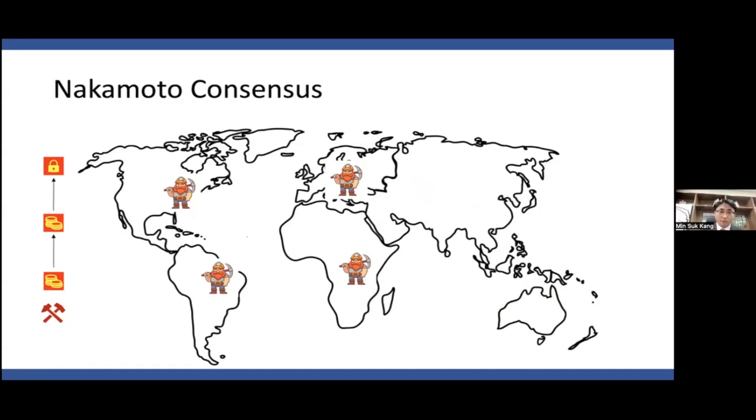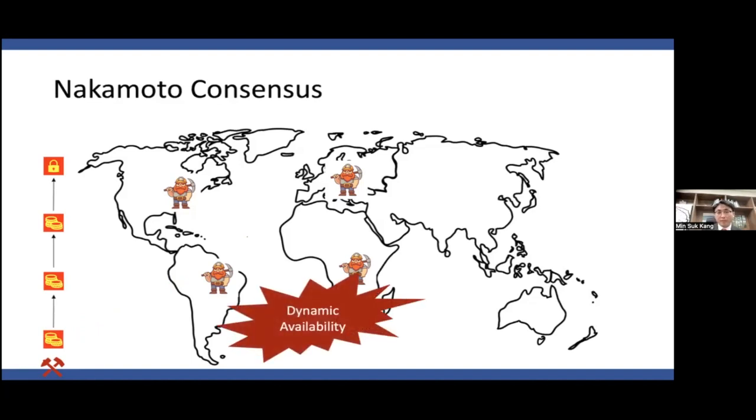No, in Nakamoto consensus, it doesn't really matter. Individually, independently, they work on the hash problem, and whoever solves the hash problem will become the next leader. And then this goes on. So this is called dynamic availability. The system becomes available in any dynamic network situation, in an asynchronous situation, even if the network gets partitioned, Bitcoin is available.